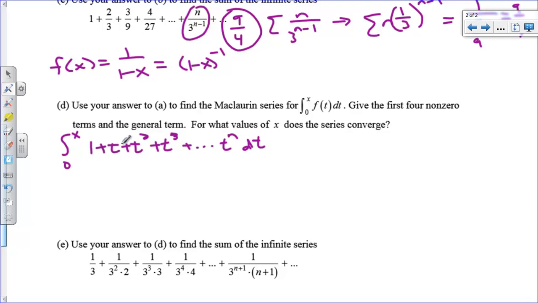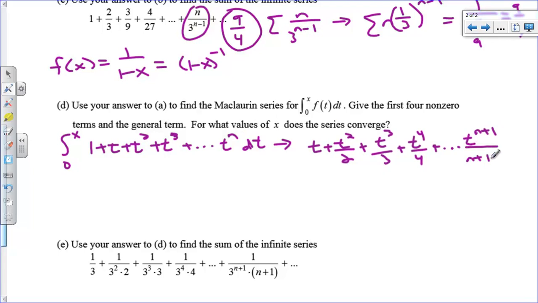And we're just going to integrate this term by term, so the integral of 1 with respect to t is t. The integral of t is 1/2 t squared. And the integral of t squared is t cubed over 3. And the integral of t to the third is t to the fourth over 4. Now let's integrate the general term. We add 1 to the exponent, so that's t to the n plus 1. And we divide by n plus 1. And we're going to evaluate this definite integral between 0 and x.